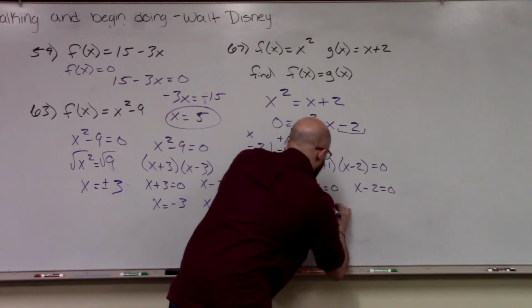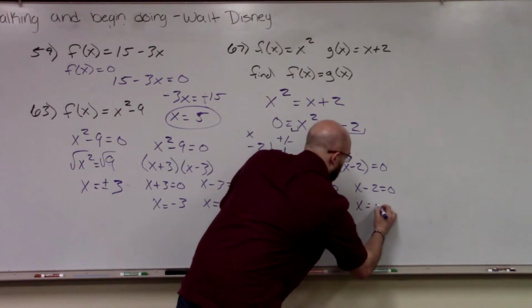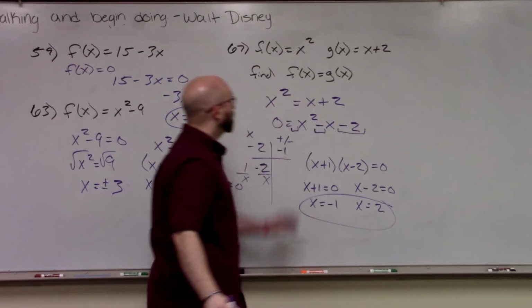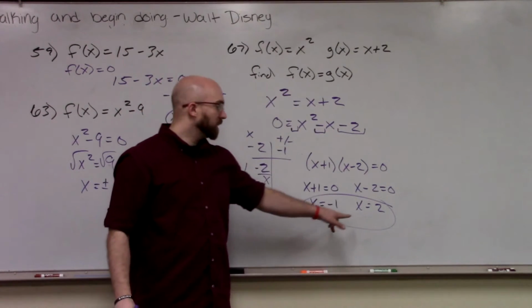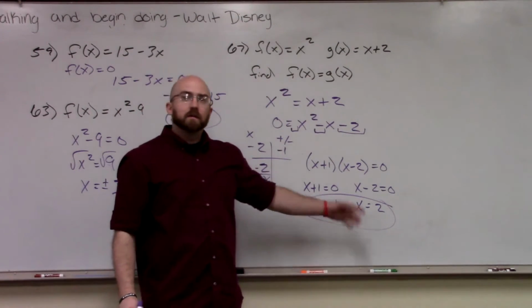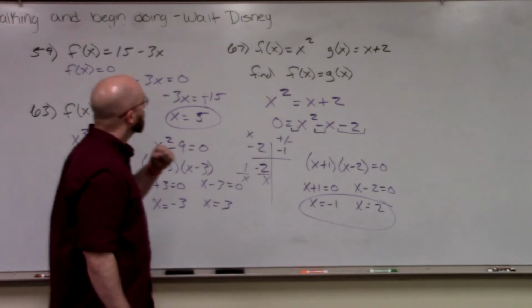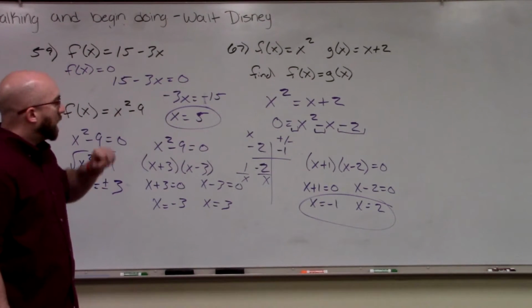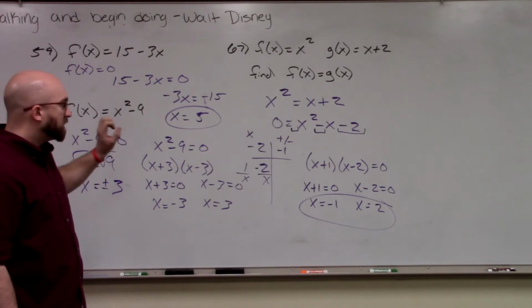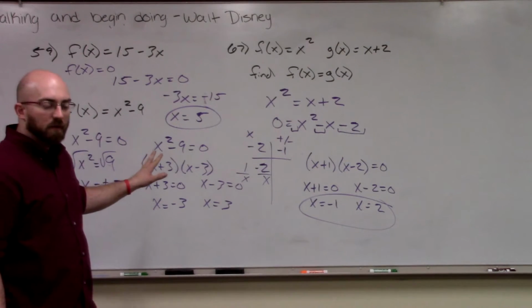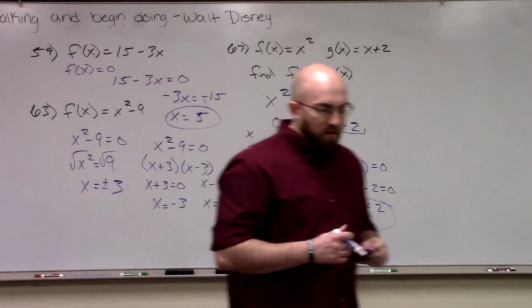So we get negative 1 and negative 2. Those are your answers. So this is true when you get those values. Okay? So that's how you do that. It's more math, more factoring. That's what's going to be the main course of section 1.4.